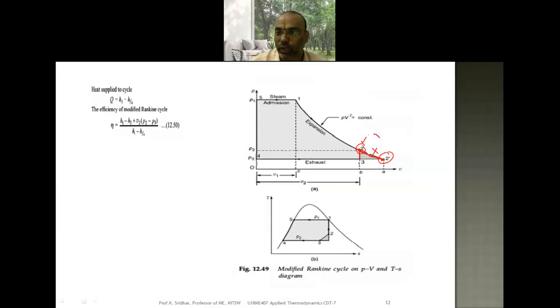So this is the only difference we can observe between the Rankine cycle and the modified Rankine cycle. Just you can see, this much amount is called the toe portion. This amount of the toe portion is basically lost.